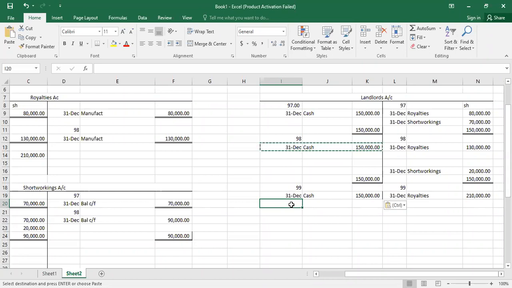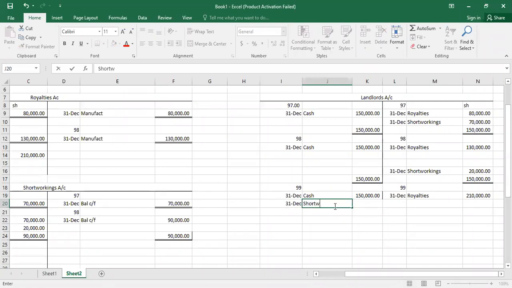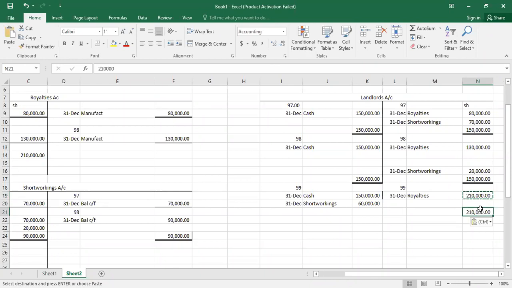Yeah, it is short working, because the account that will be affected, we are going to debit the landlord's account and credit the short workings account. 60,000, it is. So we close this particular period. So we are closing it at 210. Just paste.